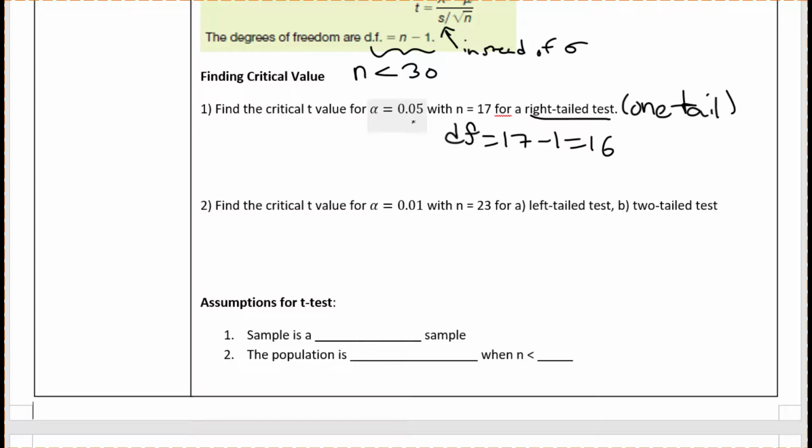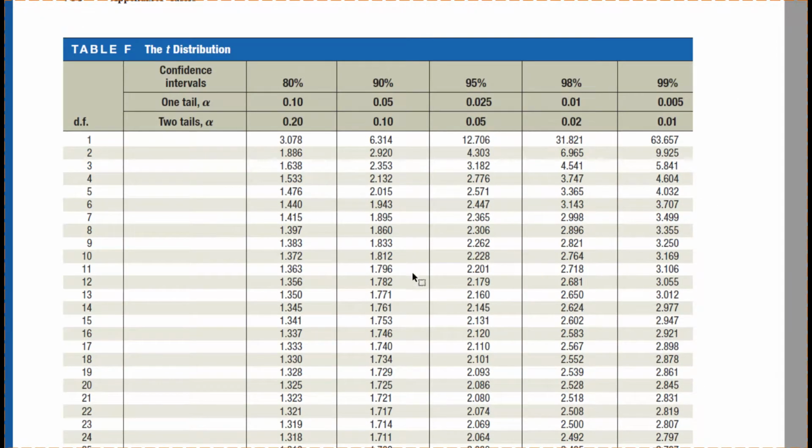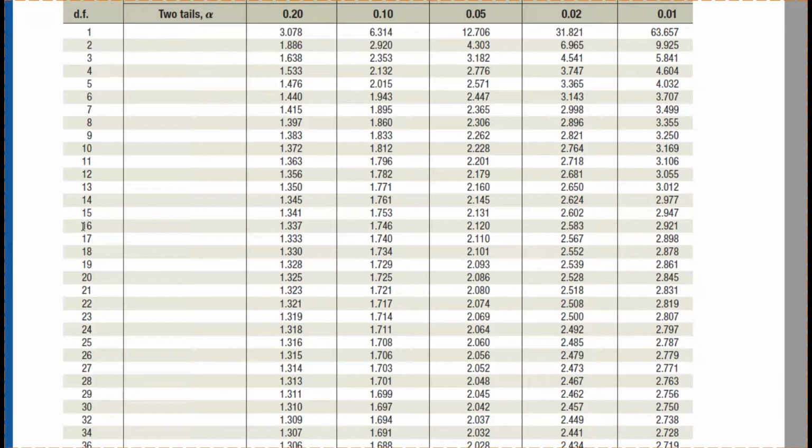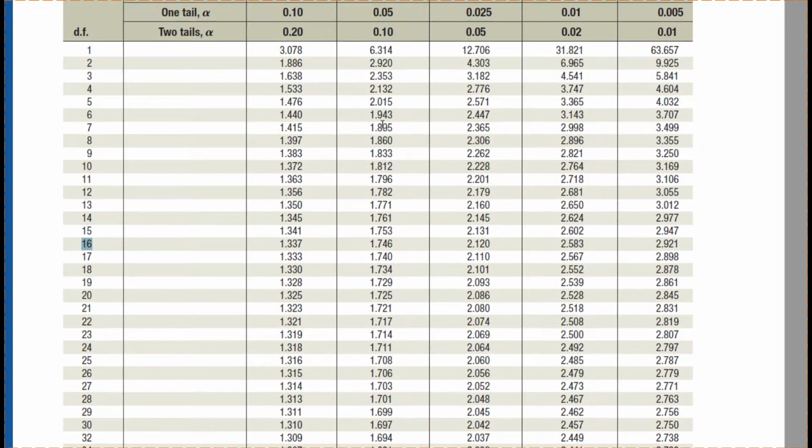Because the t-table already has this built in. All right, so we have 0.05, 16, and a one-tailed test. So we're going to refer to the t-table right here. Our degree of freedom is 16, our alpha is 0.05, and we're looking at a one tail of alpha. So we're looking at this row, 0.05 and 16. It looks like our number is 1.746.